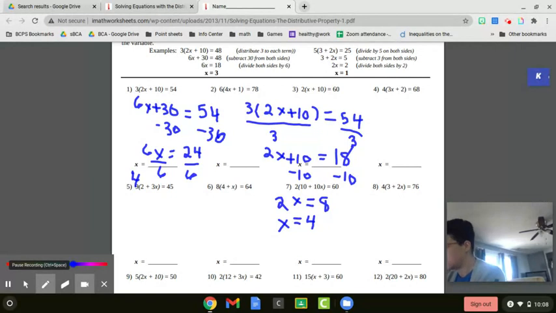Multiply by 8, you get z minus 75 equals 16. So undo that. Undo the subtracting 75.